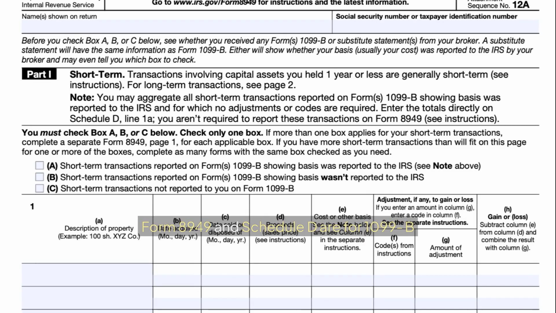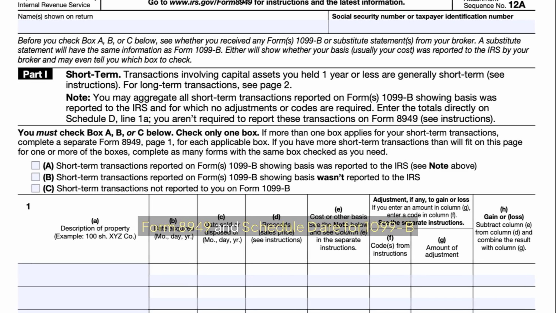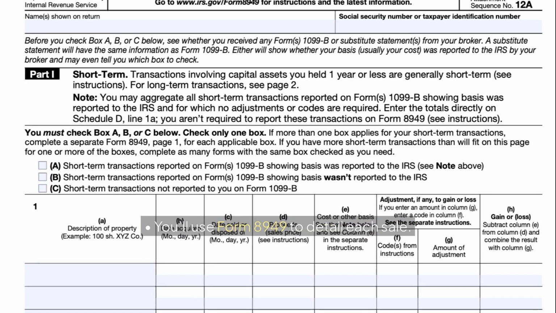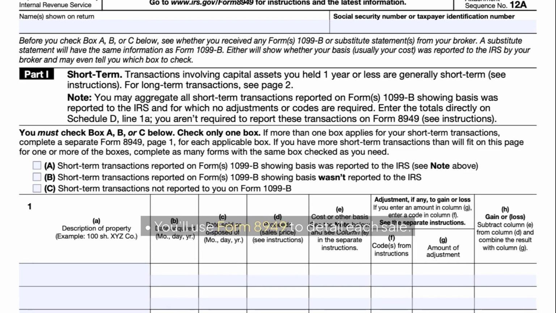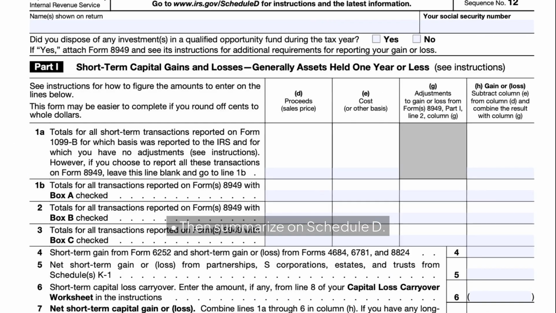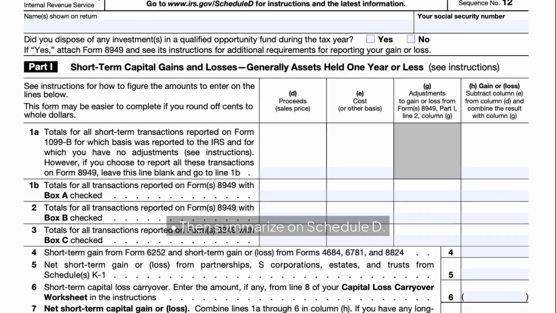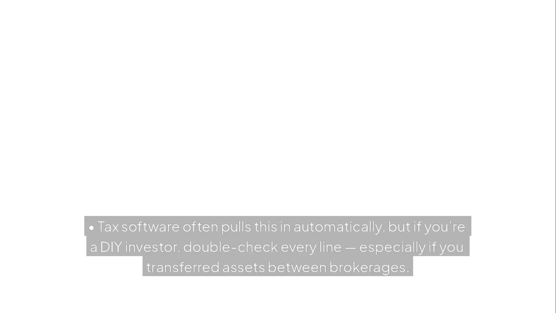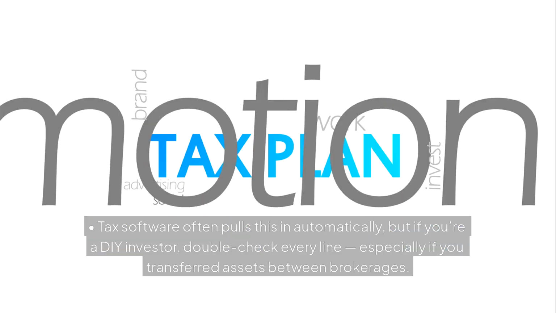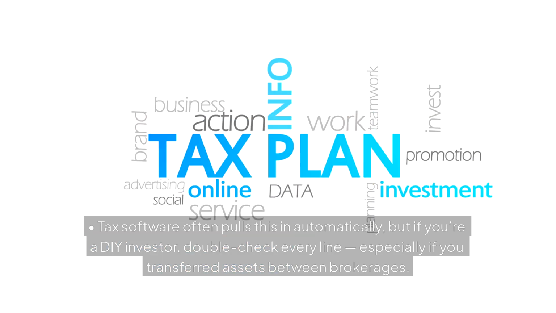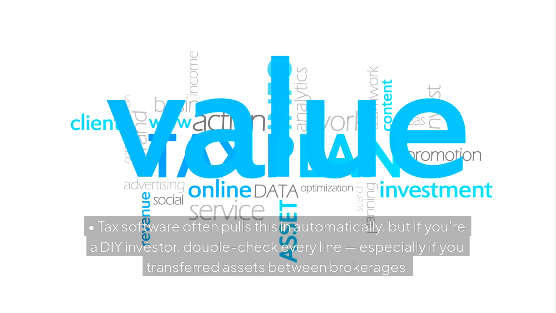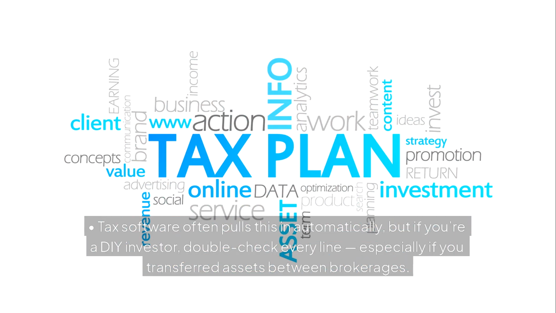Form 8949 and Schedule D are for 1099B. You use Form 8949 to detail each sale. Then summarize on Schedule D. Tax software often pulls this in automatically, but if you are a DIY investor, double-check every line, especially if you transfer the assets between brokerages.